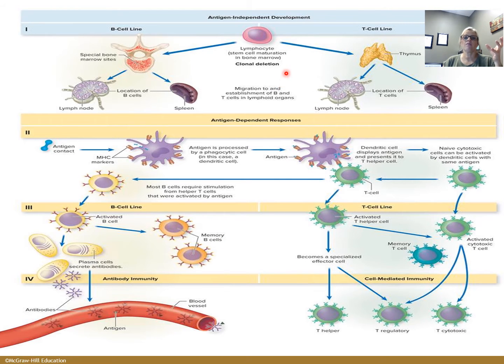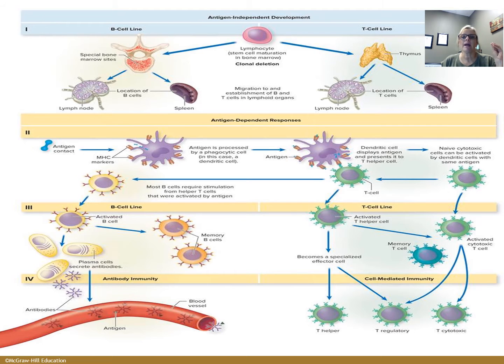All lymphocytes are going to come from the same basic stem cell type. Then they're going to develop into B cells or T cells, okay? Once they mature in the bone marrow, after they undergo clonal deletion, they will migrate and become a B cell and a T cell. Here we're going to go to the bone marrow, and then they can move on to the lymph node or the spleen. Here, they're going to finish maturing in the thymus, and then they will go on to the lymph node or the spleen as well. So it's kind of like they have a two-stage maturation process. They're going to mature a little bit in the bone marrow or the thymus: bone marrow for B cells and thymus for T cells.